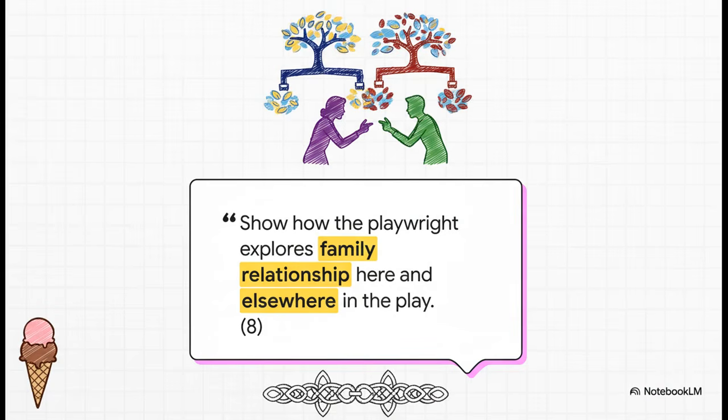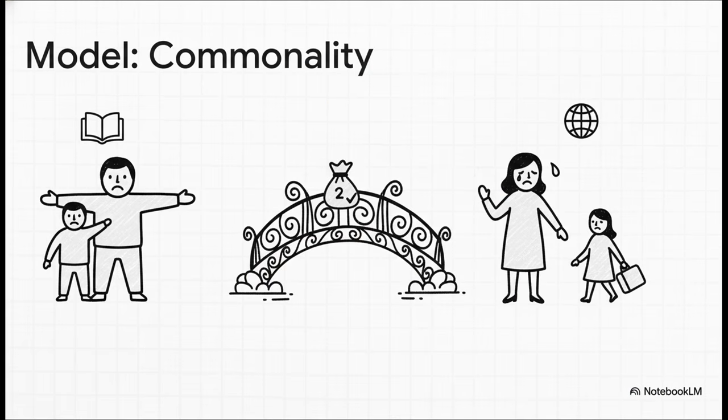All right, here's our practice question. Show how the playwright explores family relationship here and elsewhere in the play. 8 marks. So, it's all about family. And our job is to connect whatever extract they give us to the rest of the play. For this example, let's pretend we've been given that amazing scene where Bridget finally confronts Rosanella.